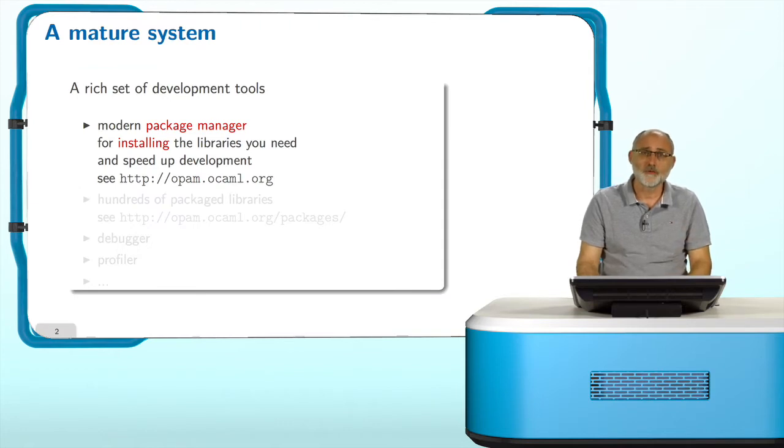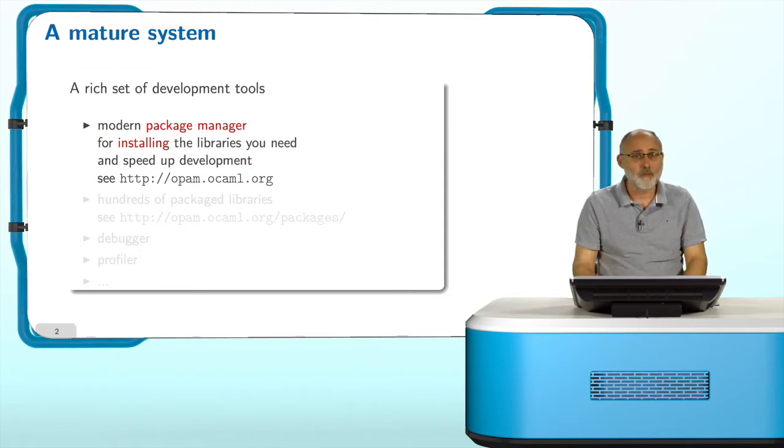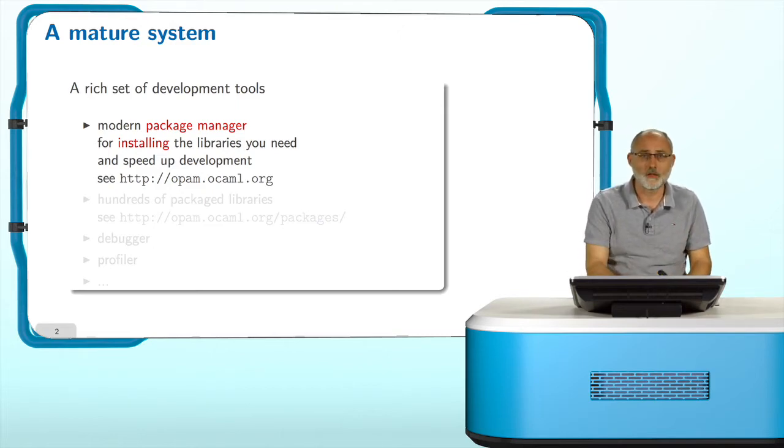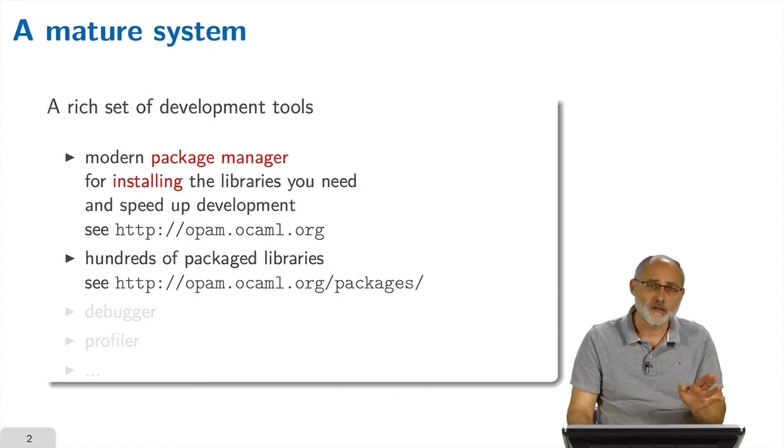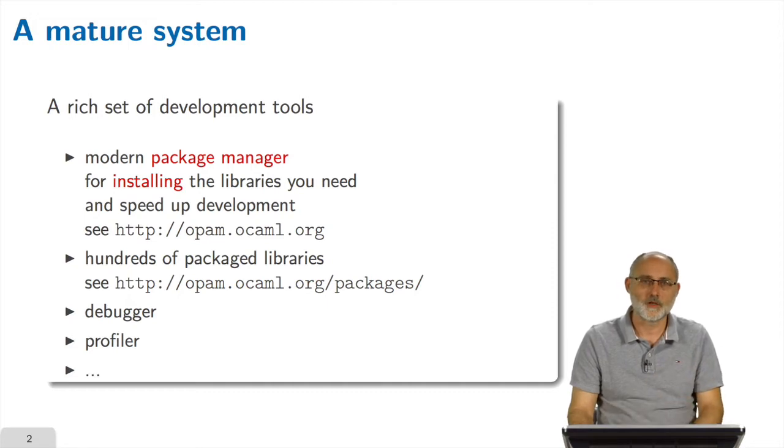You have a rich set of development tools. For example, there is a modern package manager for installing the libraries you need and speed up your development. This is called OPAM. You can find it here, downloaded from opam.ocaml.org. With this package manager comes a repository that has hundreds of package libraries for you. But you also have a debugger, you have a profiler, there are memory profilers, many other tools like this one.